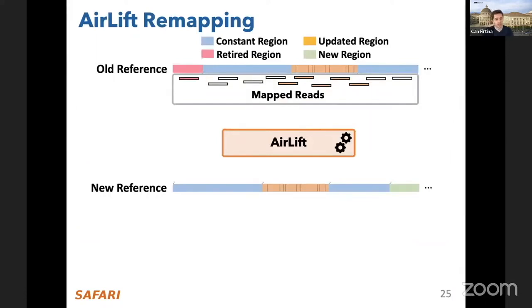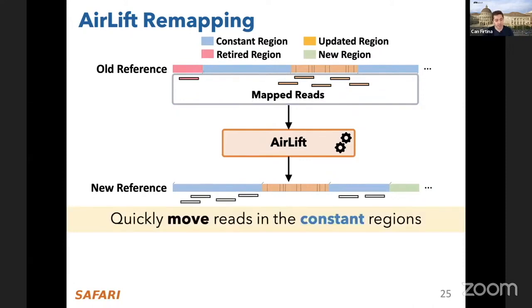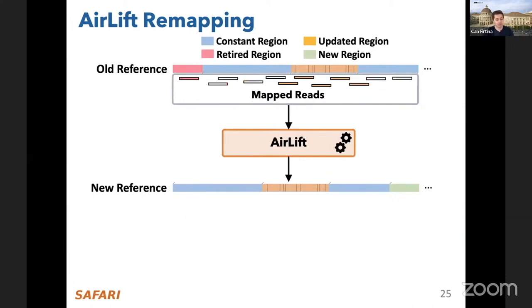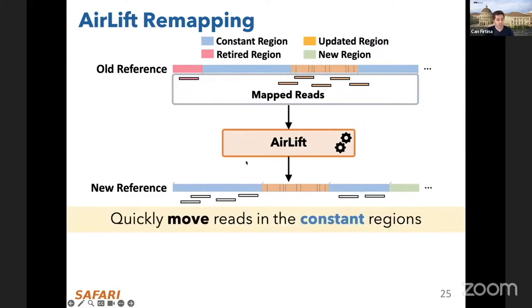So what we do essentially is we take all the mapped reads in the old reference genome, and then we quickly move the reads that are only in the constant region. So let me do the animation again. So we just move the reads that are in the constant regions, because we know that they are exactly matching in the new reference genome, and they don't have another region that is highly similar to that particular region in the new reference genome, for example, as could happen in the new regions in the new reference genome. So by ensuring that, we can accurately and also efficiently move these reads from the old reference genome to the new reference genome.